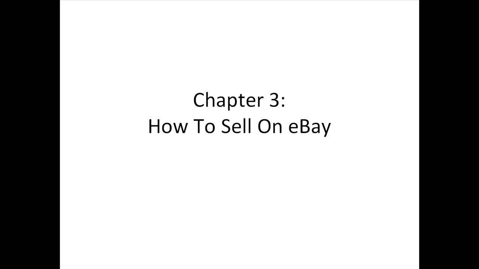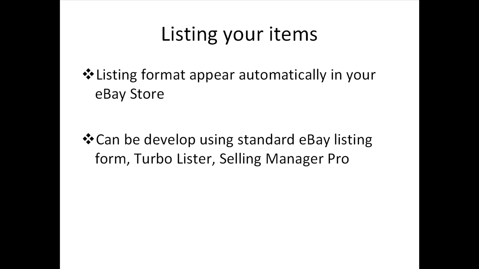In this video, I'm going to talk about how to sell on eBay by firstly coming up with your own list of items, followed by how to wrap up the sales with your buyer. Next comes the part where you can officially start working around with your eBay store. When it comes to listing your items, the listing format should appear automatically in your store and can be developed using the standard eBay listing form, Turbo Lister, Selling Manager Pro, or in this case, you should have your Selling Manager, which is subscribed to if you refer to Chapter 2.